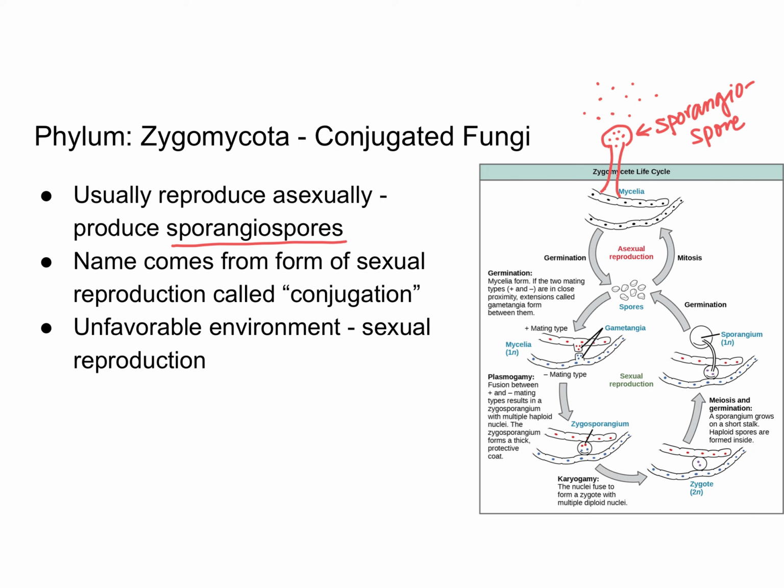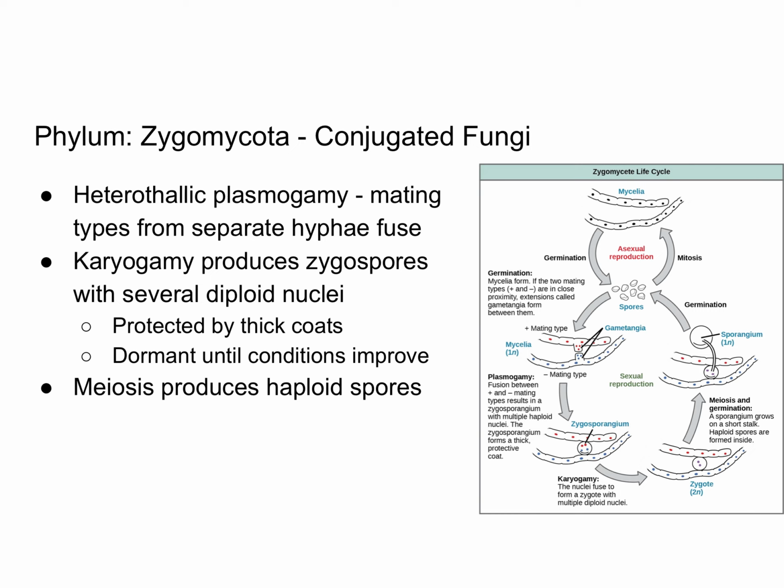When conditions are unfavorable, the Zygomycota can actually switch over to sexual reproduction, and sexual reproduction in Zygomycota is known as conjugation. It follows the same basic concepts that we covered in the video on fungal reproduction, but there are some specific structures involved in the Zygomycota that maybe don't happen with the other phyla of fungi. So we're going to talk about that here. So now let's take a look at sexual reproduction in Zygomycota.